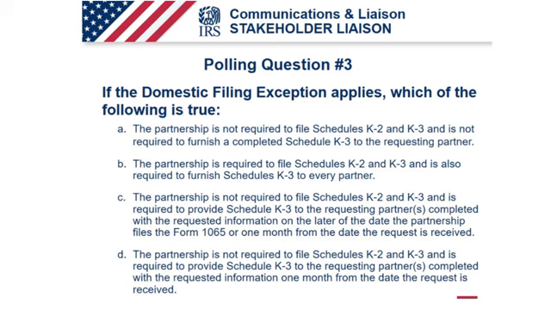C, the partnership is not required to file schedules K2 and K3 and is required to provide schedule K3 to the requesting partners completed with the requested information on the later of the date the partnership files the Form 1065 or 1 month from the date the request is received. And finally, D, the partnership is not required to file schedules K2 and K3 and is required to provide schedule K3 to the requesting partners completed with the requested information 1 month from the date the request is received.